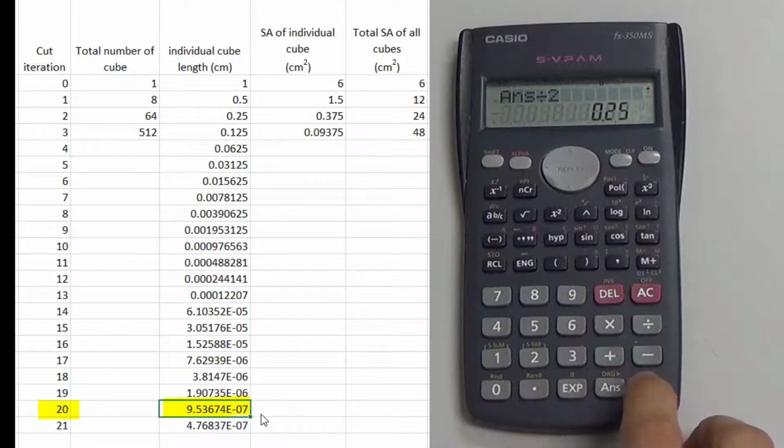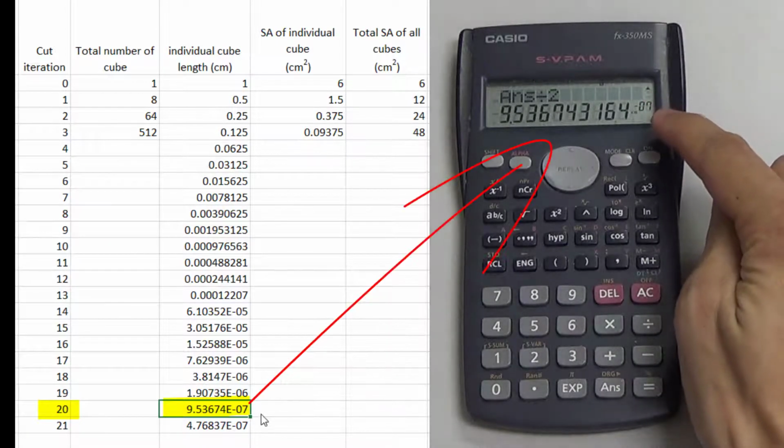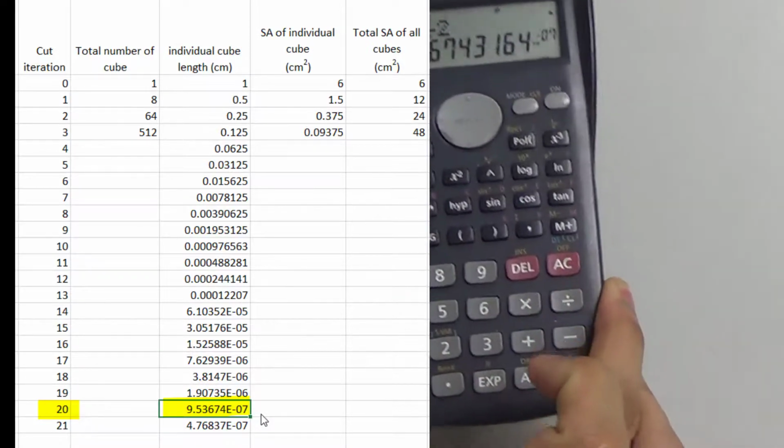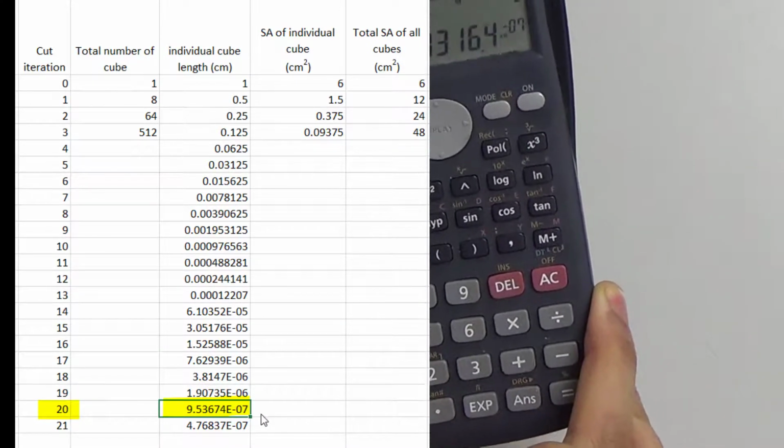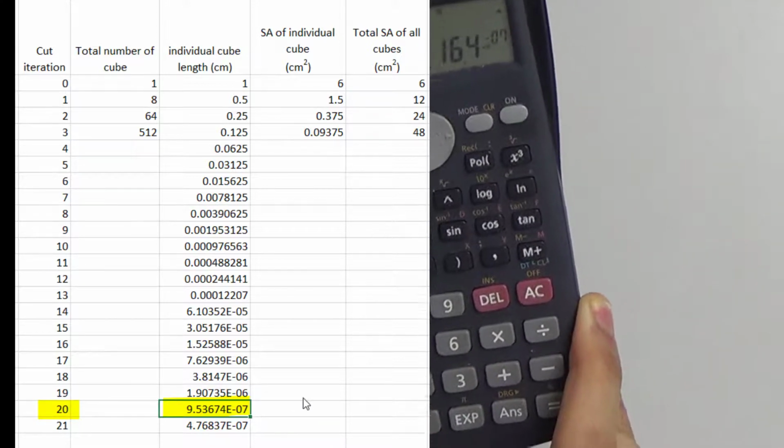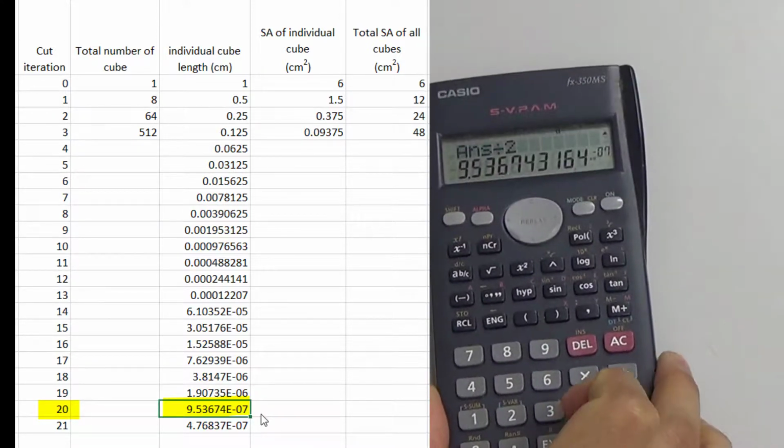So this is 2 iterations. You do it again, you get 0.125. That is the third iteration. The fourth iteration gives you 0.0625. Fifth, 6, 7, 8, 9, 10, 11, 12, 13, 14, 15, 16, 17, 18, 19, 20. And you see now, the value is already 10 to the power of negative 7. So here you know you need 20 iterations to get to nanometer. And that's how you do it.